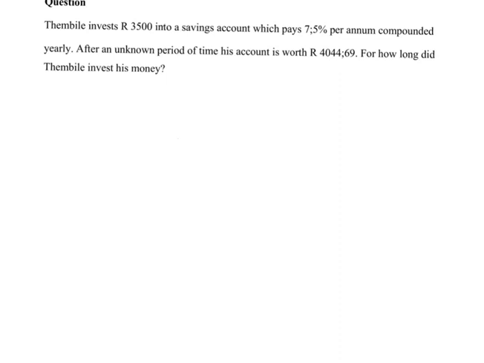Let's understand what information is given. The investment amount, that is my P, is 3,500 rands. The interest rate is 7.5% per annum, compounded yearly, compounded annually. After an unknown period, that means my period is unknown, therefore n is unknown, therefore I have to calculate n. And my A is what the account is worth.